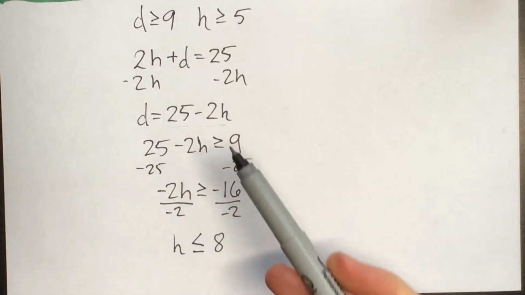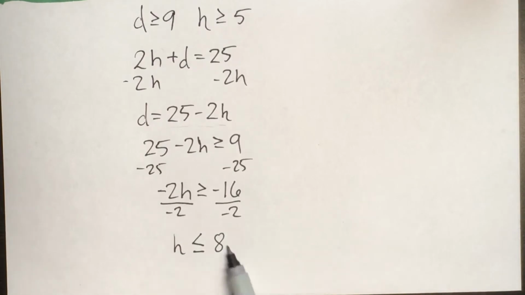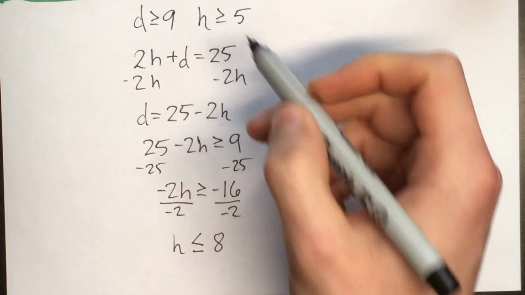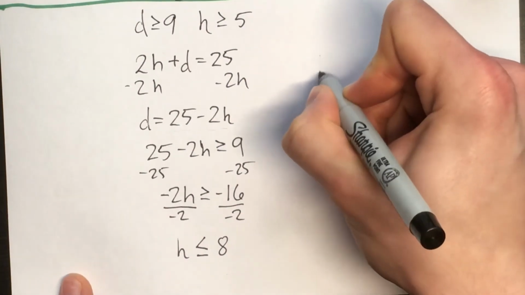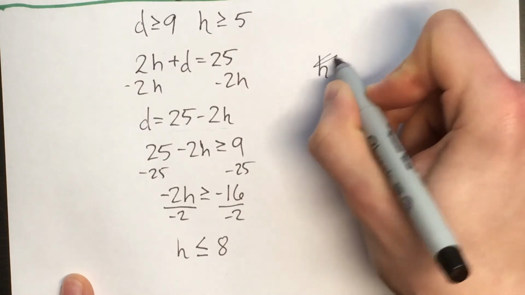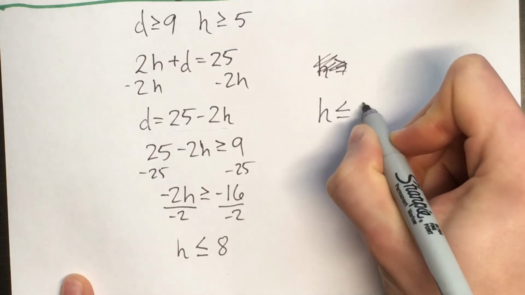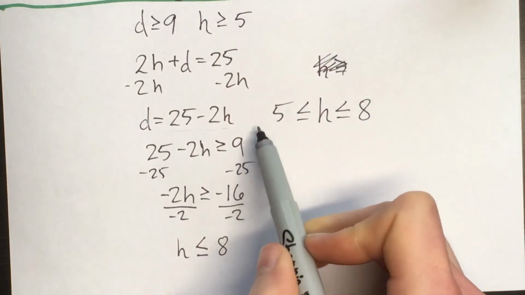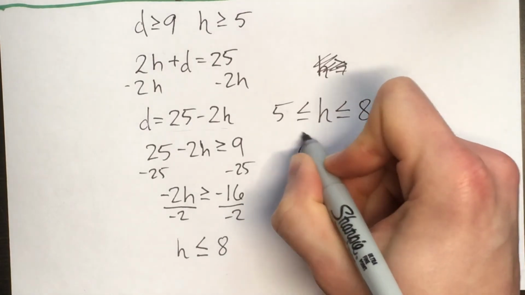So through the limitation on D, we found our other limitation on H, right? So now, as it turns out, H has to be larger than or equal to 5, but less than or equal to 8. So we can express that as H having to be smaller than or equal to 8, but larger than or equal to 5. And so all your possibilities for H are between 5 and 8, and that's C.